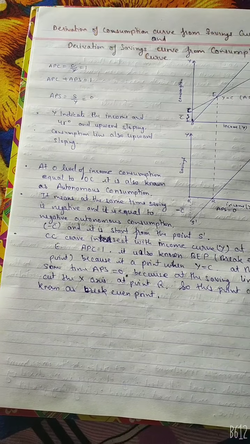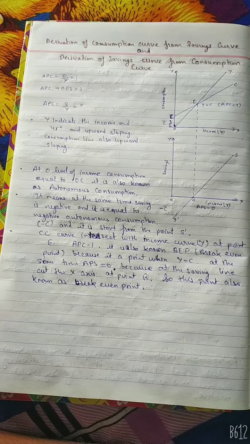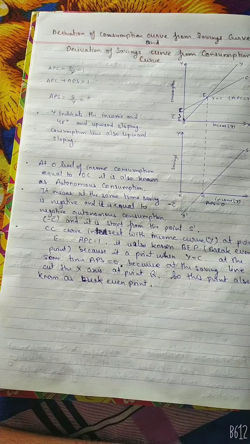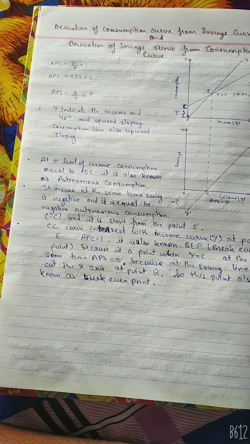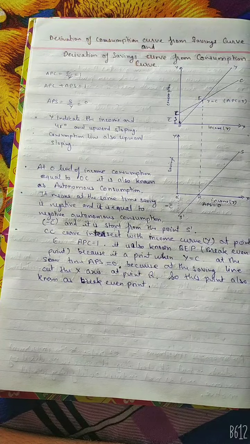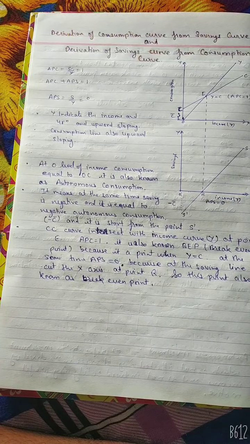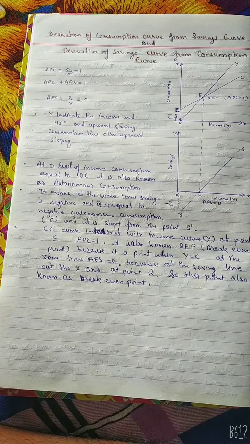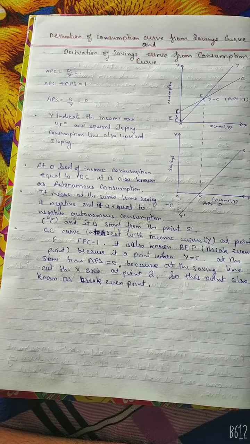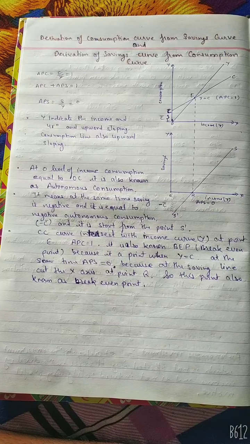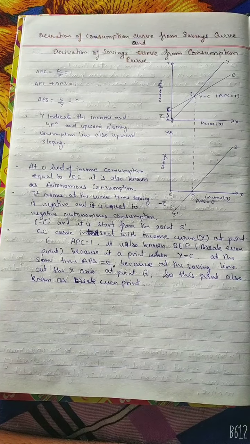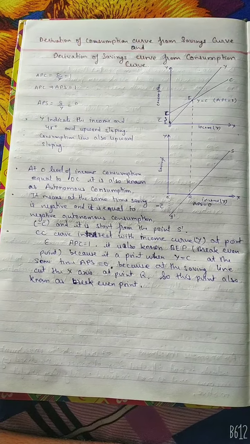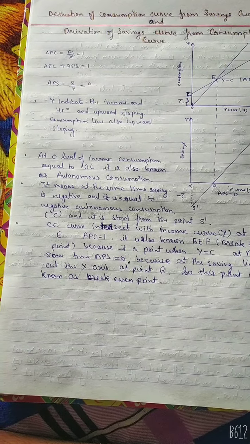The CC curve intersects the income curve Y at point E where APC is equal to 1. It is also known as the break even point because it is the point where income is equal to consumption. At the same time APS is equal to 0 because the saving line cuts the x-axis at point R, so this point is also known as the break even point.